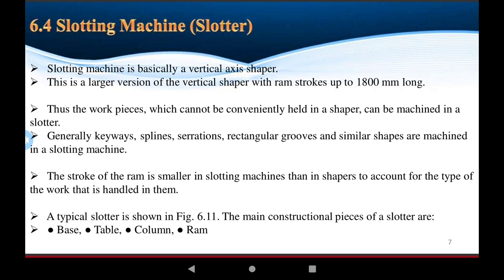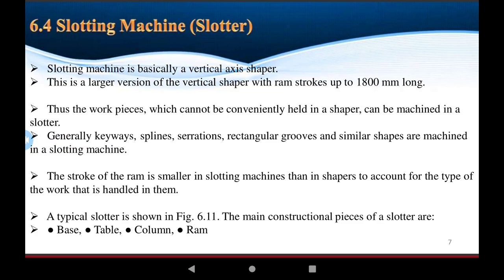This is the machine for very long workpieces, a vertical shaper with a ram stroke of 1800 mm long. Thus, the workpiece which cannot be conventionally held in the shaper, okay, can be machined in the slotter. The machine is also used to cut metal in slots, such as the general keyway of the shapers. Rectangular grooves and similar shapes are machined in a slotting machine.